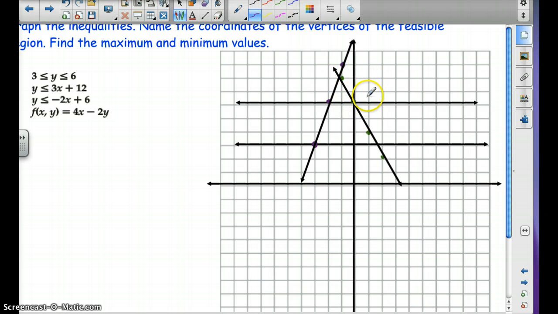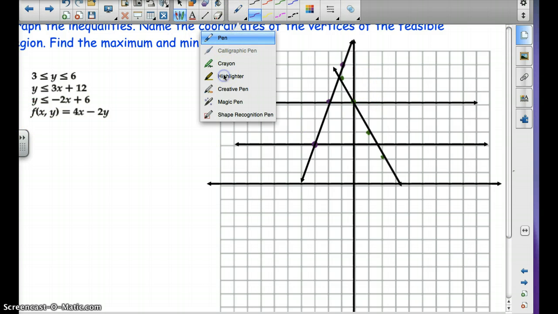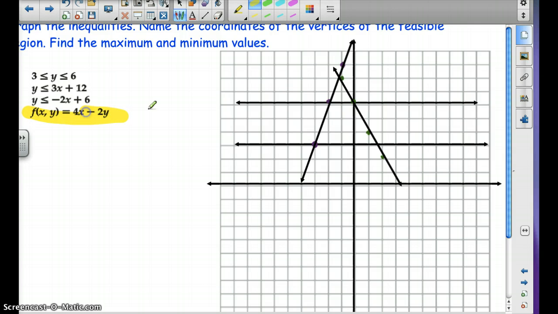So now what we're going to do is find the vertices, and this is what we're going to plug them into. We're going to plug them in right here. So let's find the vertices of our bounded region. So we have 0, 6.